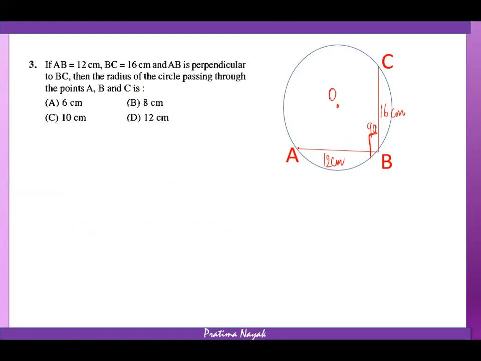Yes, I'll join the points A, O, C. Why will this AC pass through O? Again, it needs some thinking. It will pass through O because this angle is 90 degree and we know that the angle in a semicircle is 90 degree. So if angle ABC is 90 degree, then AC must be the diameter.